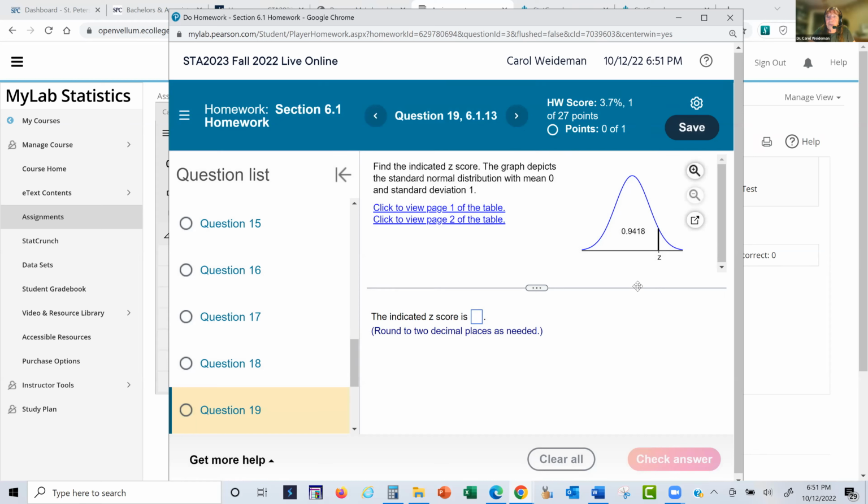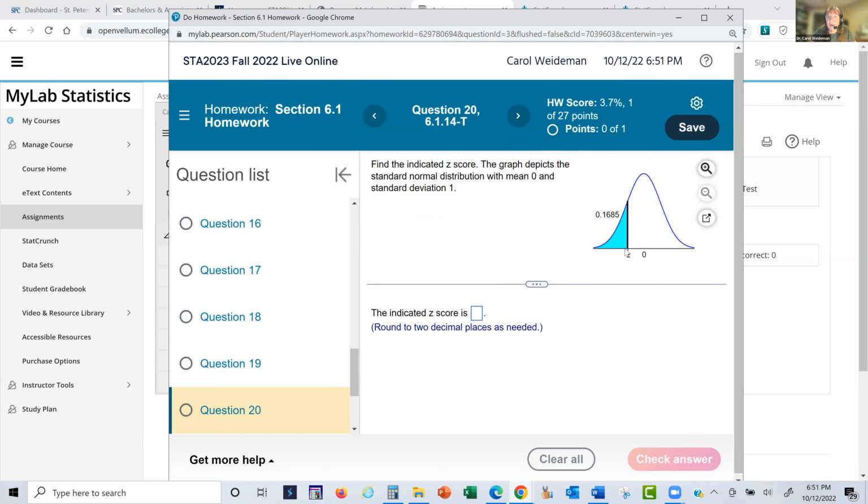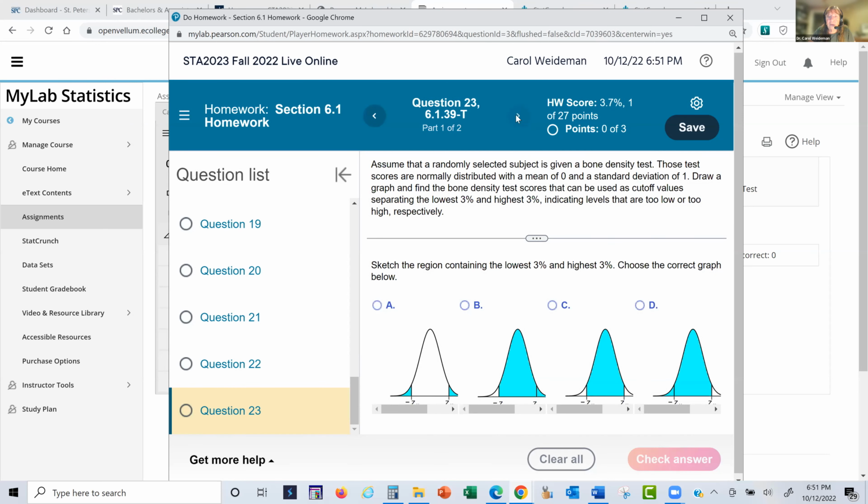Okay, here's another one for you. So you want to find the z-score such that the area to the left is 0.9418. We went over that. And same thing here. And then you should have some to the right, I think. Yeah, there we go. We have one where the area to the right is given and you want to find that z-score. Okay, I've got a couple like that. So these should be pretty easy for you to do.